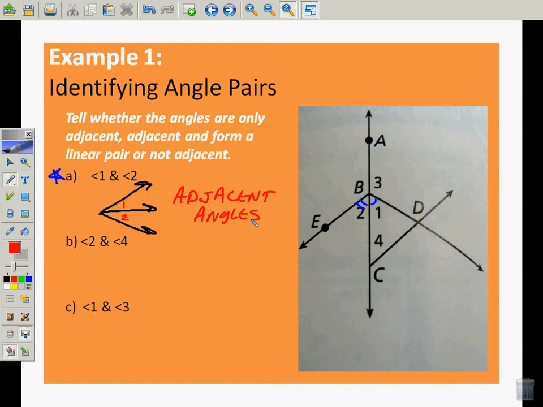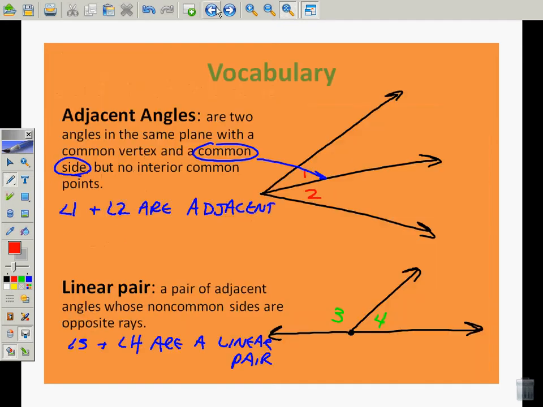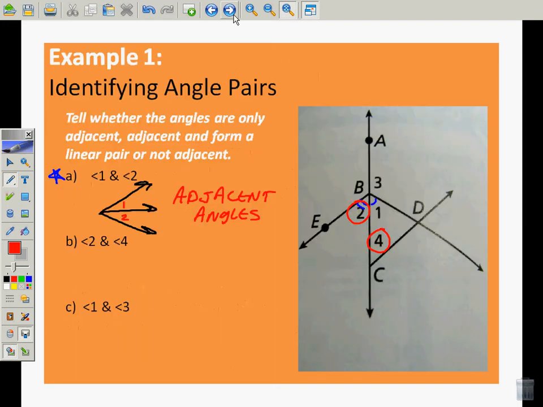Okay? What about 2 and 4? Are 2 and 4 even connected? Let's look. 2's up here, 4's down here. They aren't even next to each other. Notice both of these deal with adjacent, next to one another. Well, these aren't next to each other. And so we're going to say not adjacent. Okay? They are not adjacent.